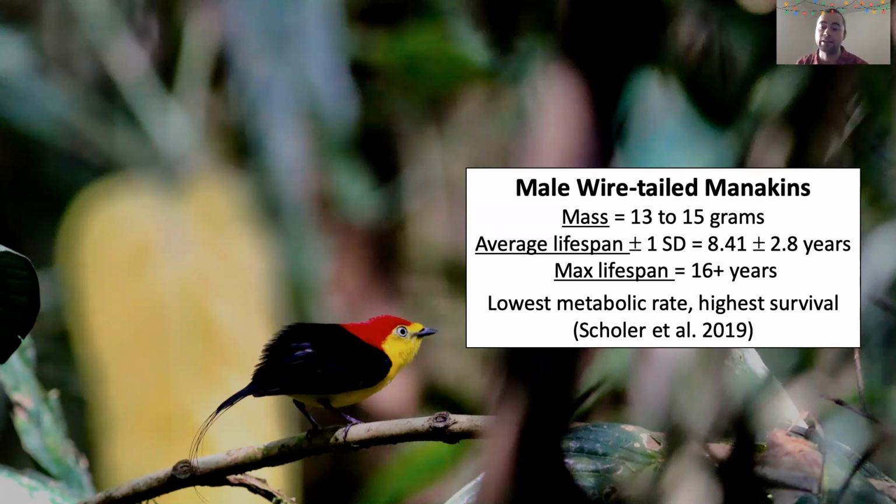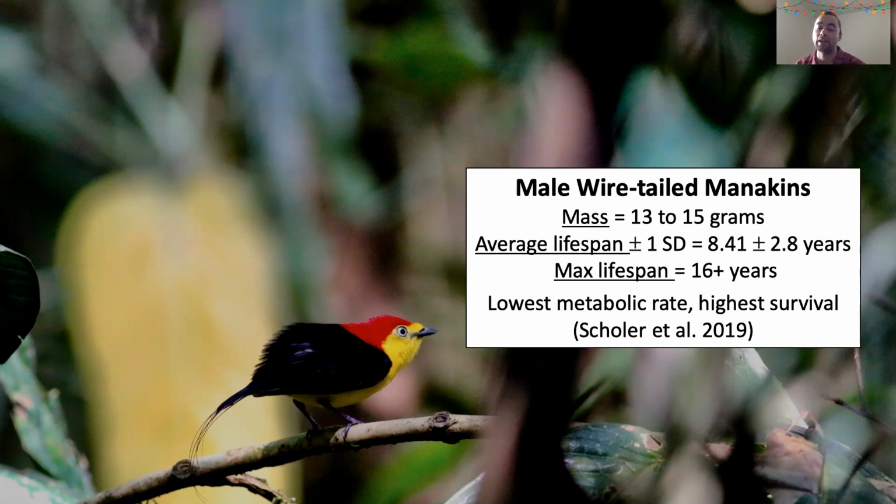And then another study that I want to highlight compared an assortment of species found in the Peruvian Amazon. They measured metabolic rates, and then they did mark recapture studies to look at survival.